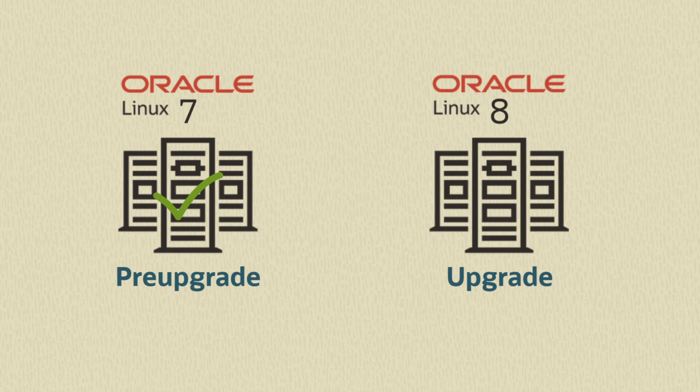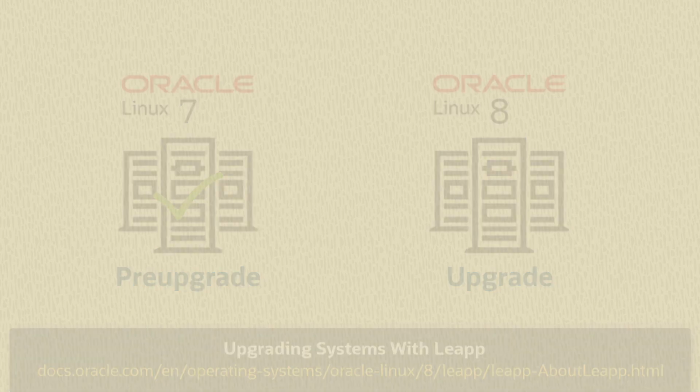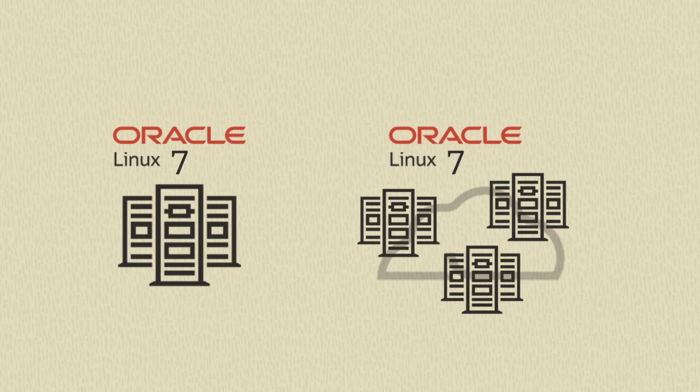It's recommended to always read about the supported systems, kernel prerequisites, and pre-upgrade checks in the Leap documentation for the specific Oracle Linux version you want to upgrade to. This link takes you to the Leap documentation for upgrading to Oracle Linux 8. Leap can be used to upgrade Oracle Linux on-premise systems as well as Oracle Linux Oracle Cloud Infrastructure instances. So let's look at upgrading our Oracle Linux 7 system to Oracle Linux 8.